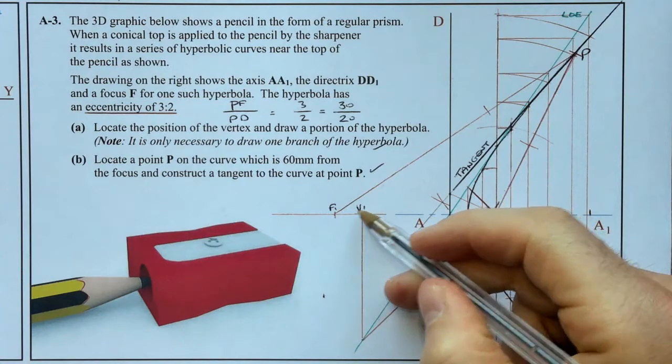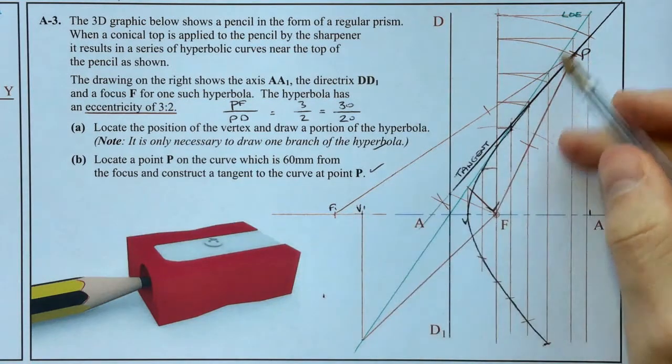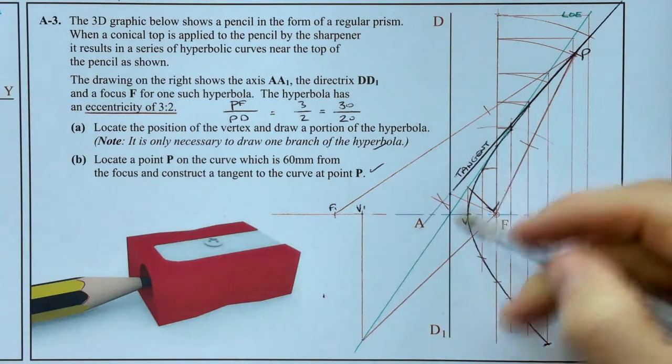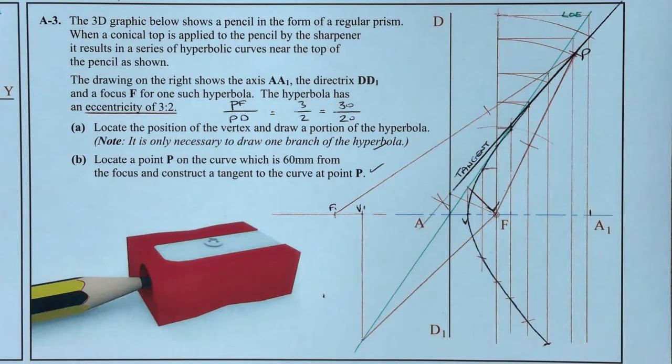By finding the vertex, I can then find the focus, and focus to point, bisect the angle, also gives you a tangent. Okay, hope you found that helpful, guys.